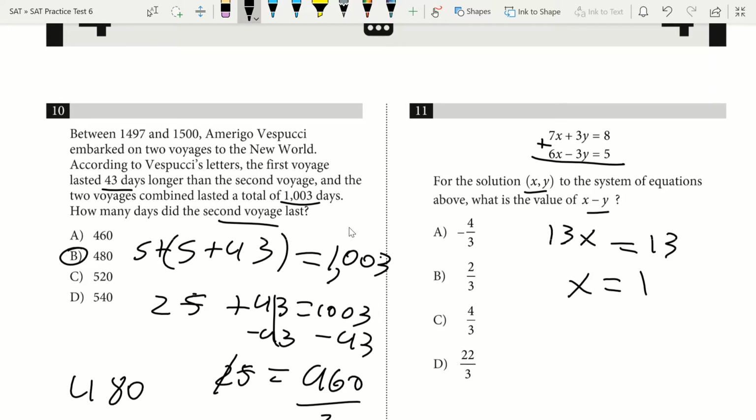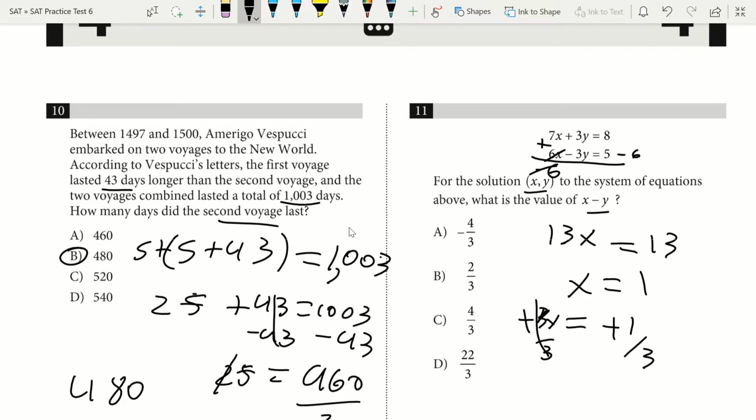Now I can go ahead and plug in 1 for x, which I'll do in this bottom equation right here, and I'll get 6 minus 3y equals 5. So I subtract 6 from each side, right? I'll subtract 6 here. I'll subtract 6 here. That's gone, right? So now I've got 5 minus 6, which is negative 1. So I've got negative 1 equals negative 3y. Right, I can get rid of the negatives, make it positive. I divide each side by 3. I get y is equal to 1/3.